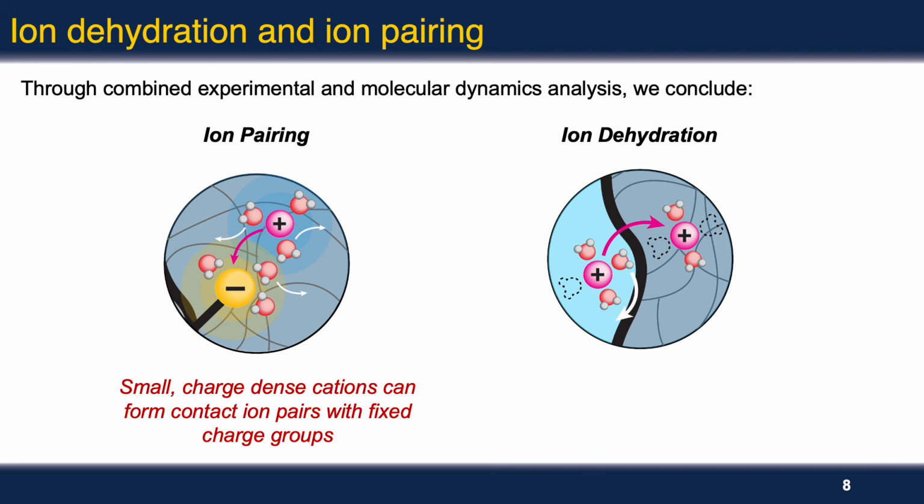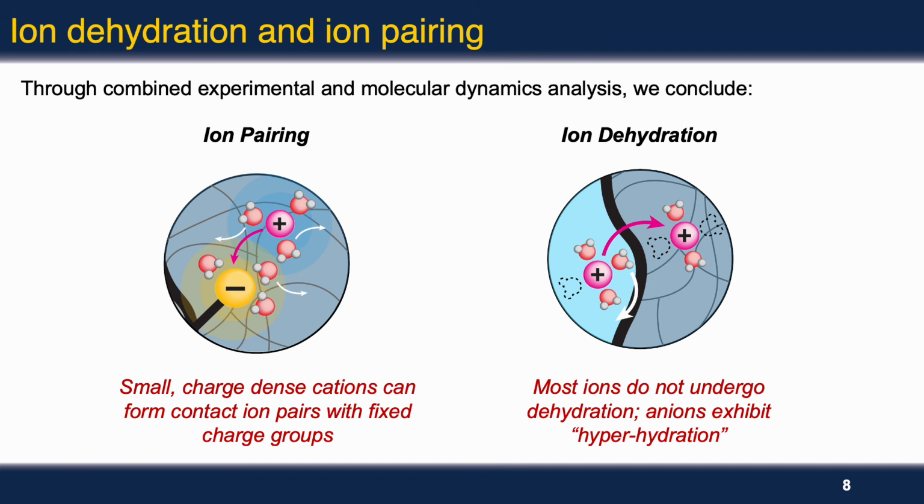When it comes to ion pairing, we found evidence that small, charge-dense cations can form contact ion pairs with the fixed charge groups in the cation exchange membranes. And we found that there's no contact ion pairing in the anion exchange membranes, but it's actually solvent-mediated ion pairing. When it comes to dehydration, we found that most ions do not undergo dehydration within the membrane, and particularly anions in the anion exchange membranes tend to exhibit something we call hyperhydration. They're actually more hydrated than in solution.